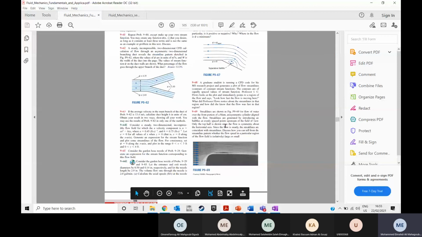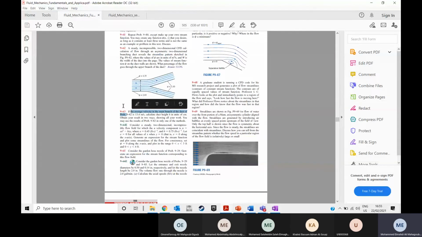Okay, we can read it from here. If the average velocity in the main branch of a duct, this duct in this problem, is 13.4 meters per second. So the average velocity in the duct is 13.4 meters per second. Calculate the duct height in units of centimeters. Obtain your results in two ways. Okay, showing all. It's not important, but we need to calculate H in the duct.